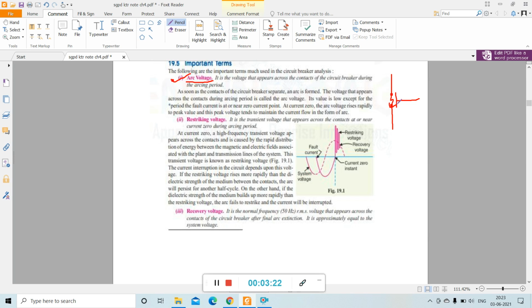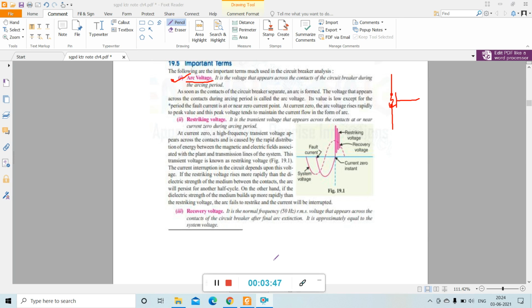Its value is low, except for the period when the fault current is at or near the zero current point. At current zero position, the arc voltage rises rapidly to a peak value, and this peak voltage tends to maintain the current flow in the form of arc.